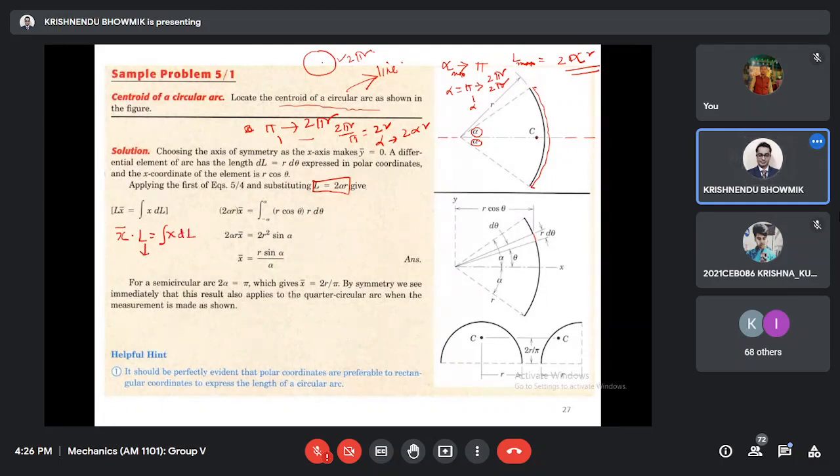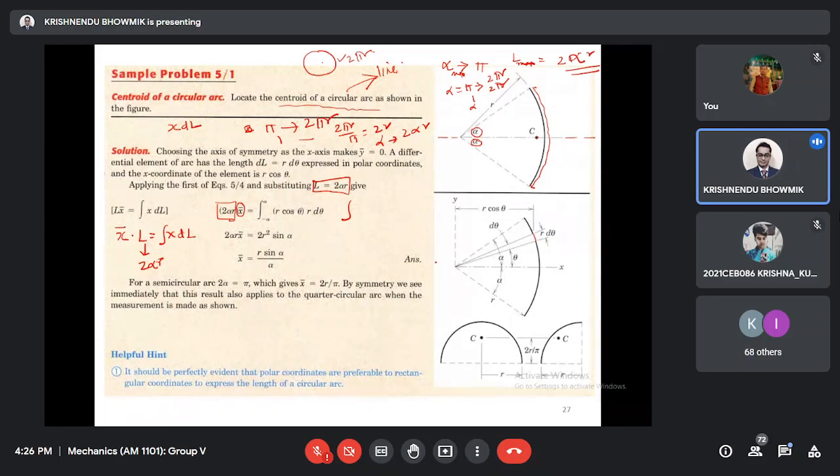This L is 2 alpha r. So we can write 2 alpha r multiplied by x bar equal to the integration of x dl. That was our expression.